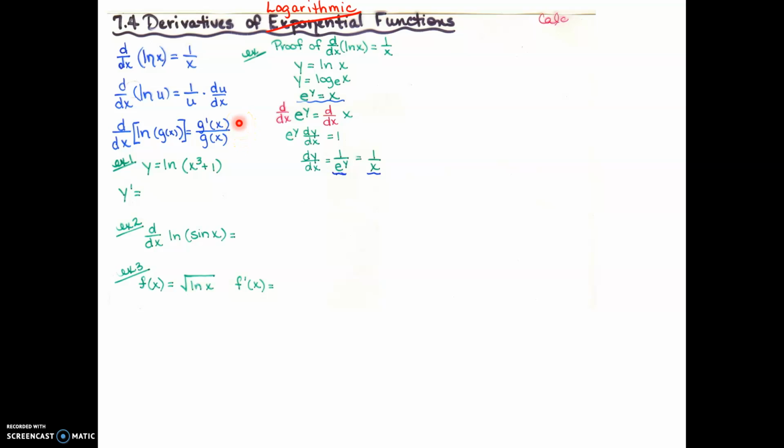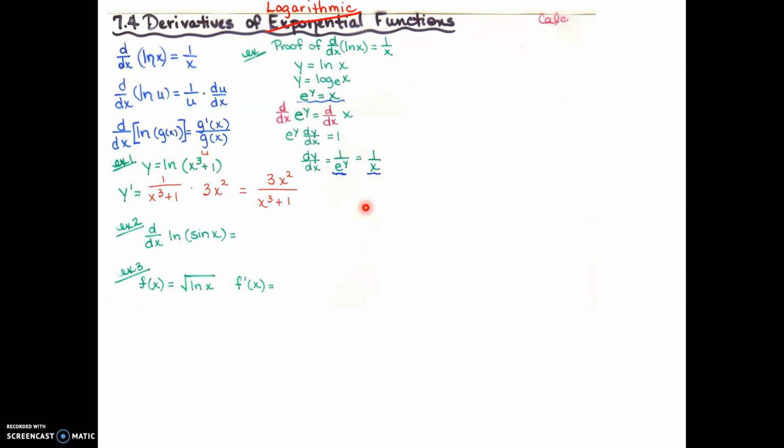So let me show you what I'm talking about. We've got y is equal to ln of x cubed plus 1. So obviously this is going to be my u. When we're doing ln u, that's going to be 1 over u times the derivative of u. So our quantity is x cubed plus 1, times the derivative of x cubed plus 1, which would be 3x squared.